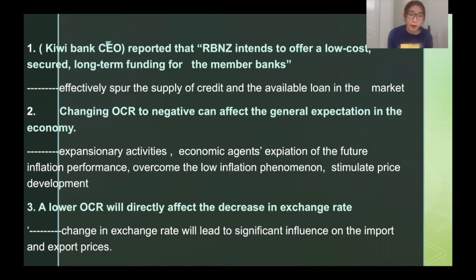The decreased OCR will lead to expansionary activities. Lower OCR can overcome the low inflation and stimulate price development. The third is that it affects the decrease in exchange rate. Increased export can not only increase the New Zealand cash inflow, it can also boost the demand for a lower market. So it increases the employment situation as well.